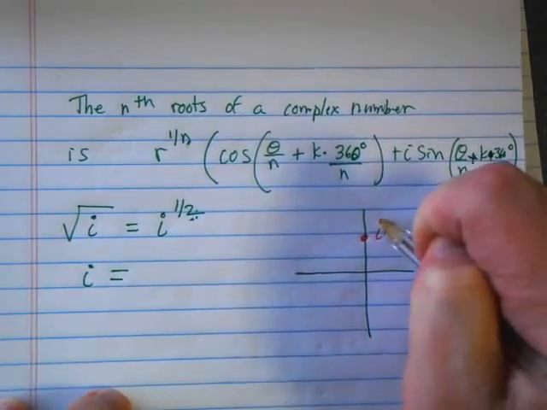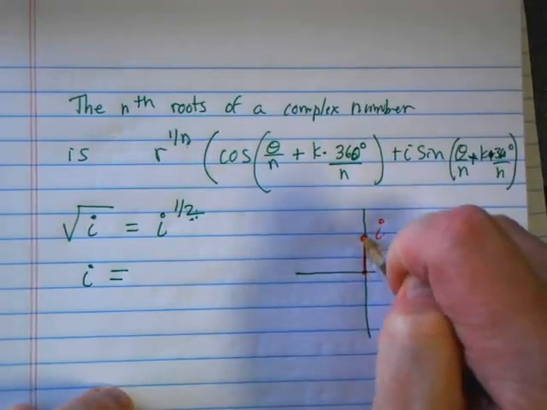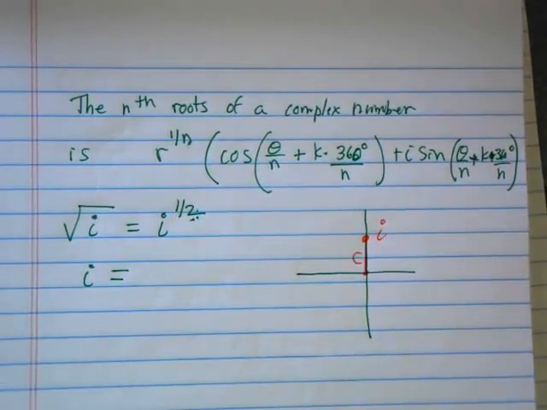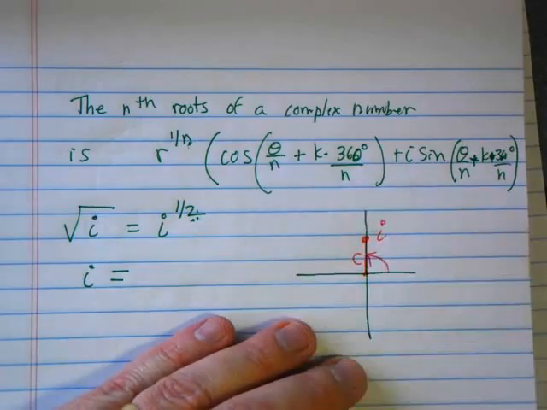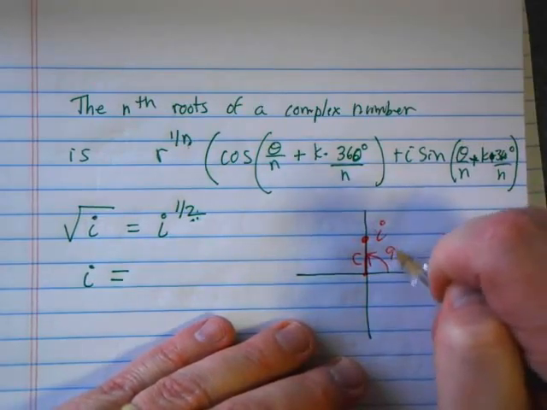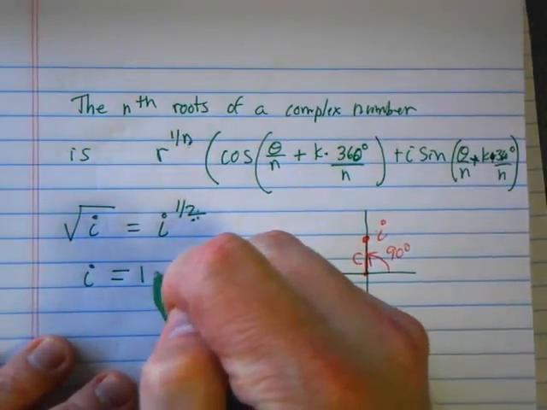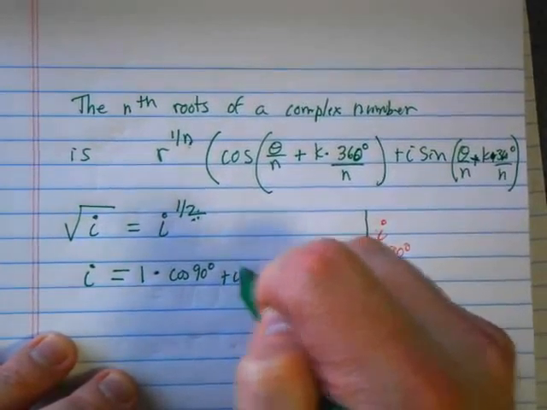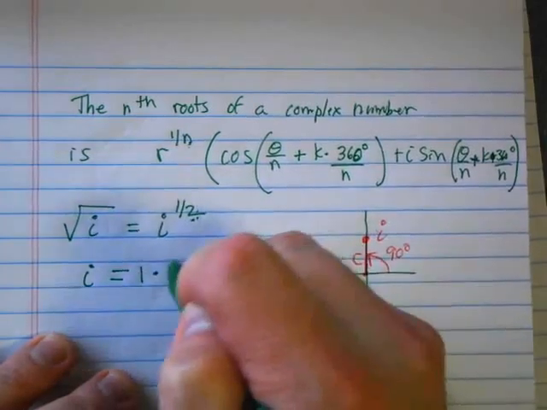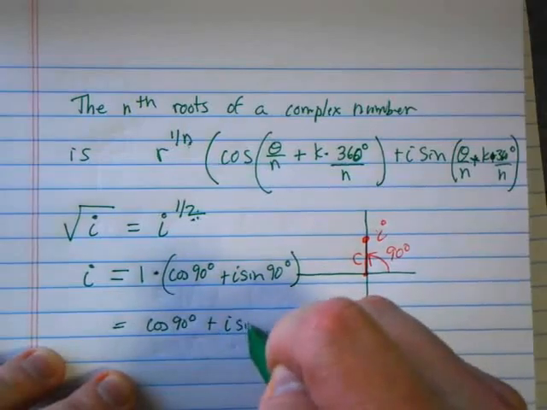So here's the point I right here. How long is that distance? That would be our r value. How far is that from the origin? That's 1. And what's our angle? 90 degrees. All right. So I in trig form is 1 times cosine 90 degrees plus I sine 90 degrees. So we can just write that as cosine 90 degrees plus I sine 90 degrees.